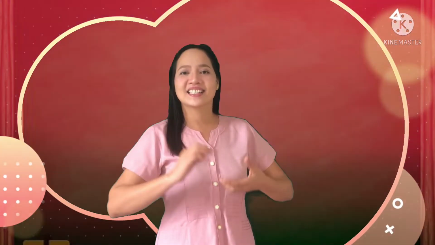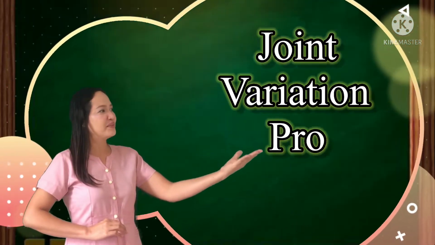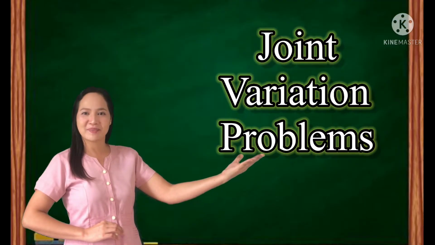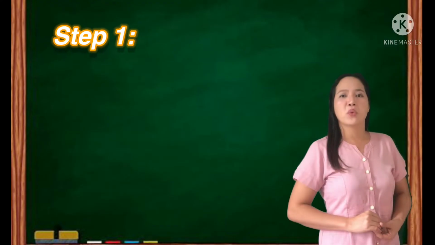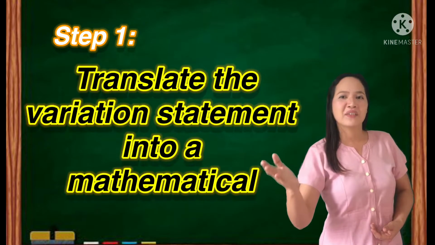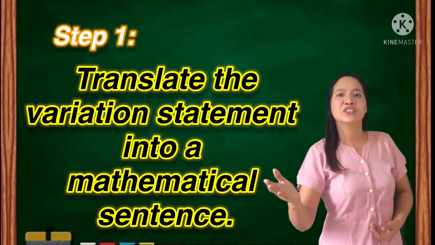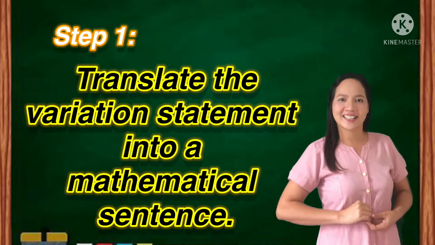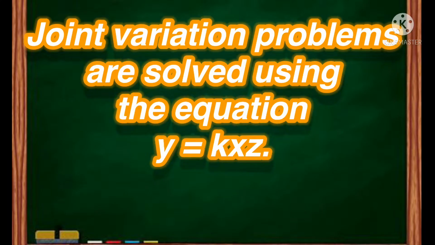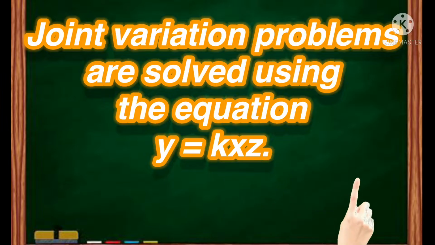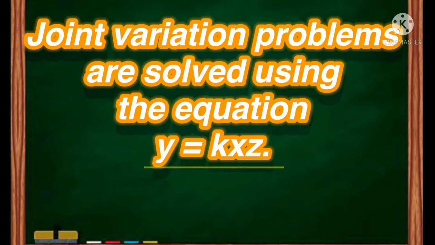These are the steps required in solving joint variation problems. Step 1. Translate the variation statement into a mathematical sentence. Joint variation problems are solved using the equation y equals kxz.